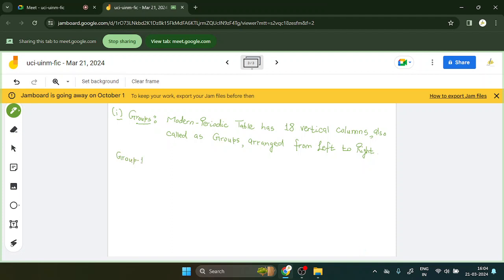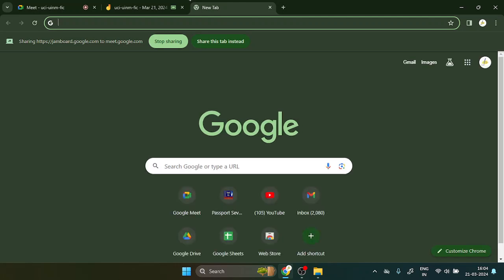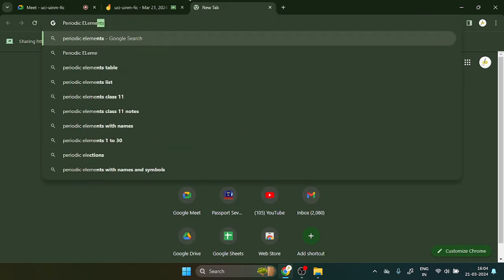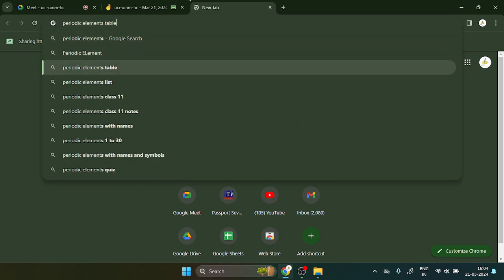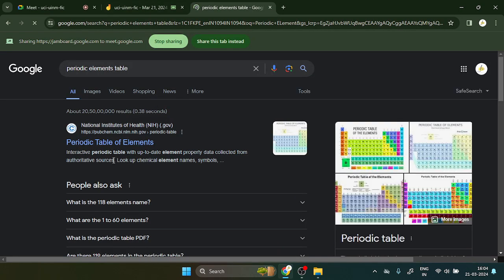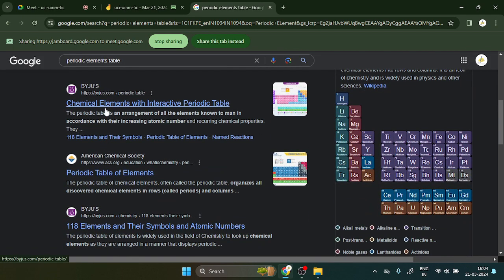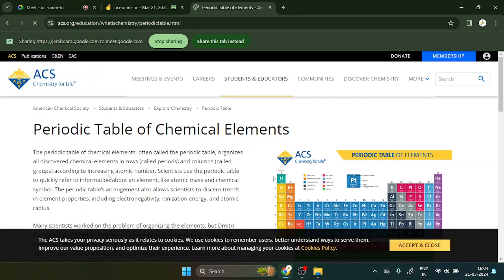let me open the periodic table as well so that you can understand. So let us discuss the periodic table of the elements.